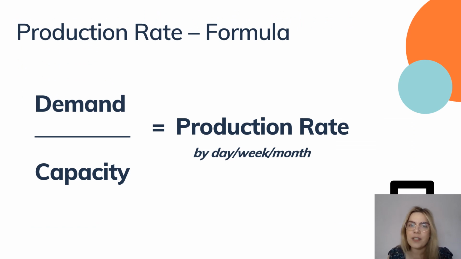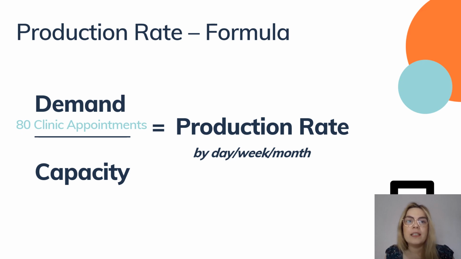So how do you know which schedule to use? You can use something called the production rate formula to determine the pace of production. To calculate the production rate, you divide your total production requirements by the operating days in a day, week or month, whatever demand you're looking at.